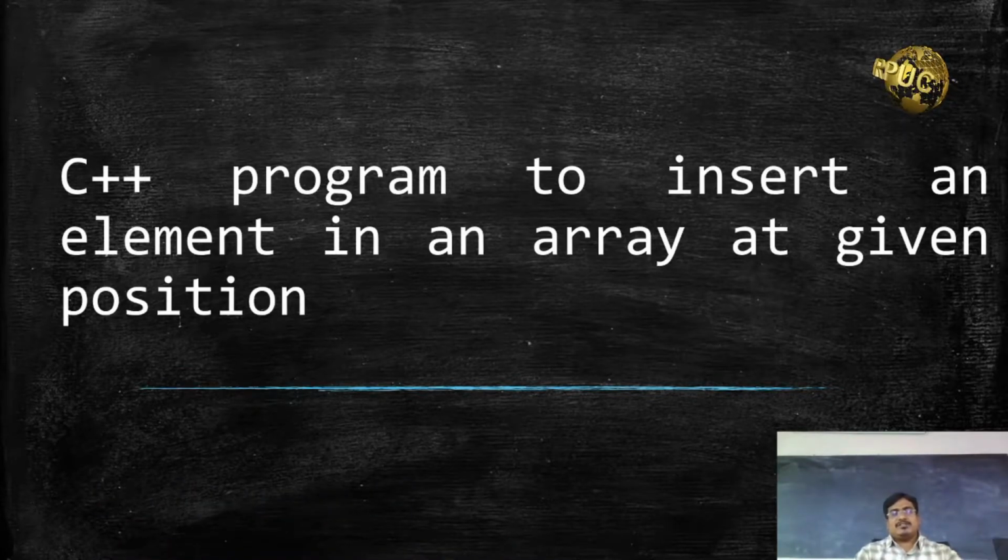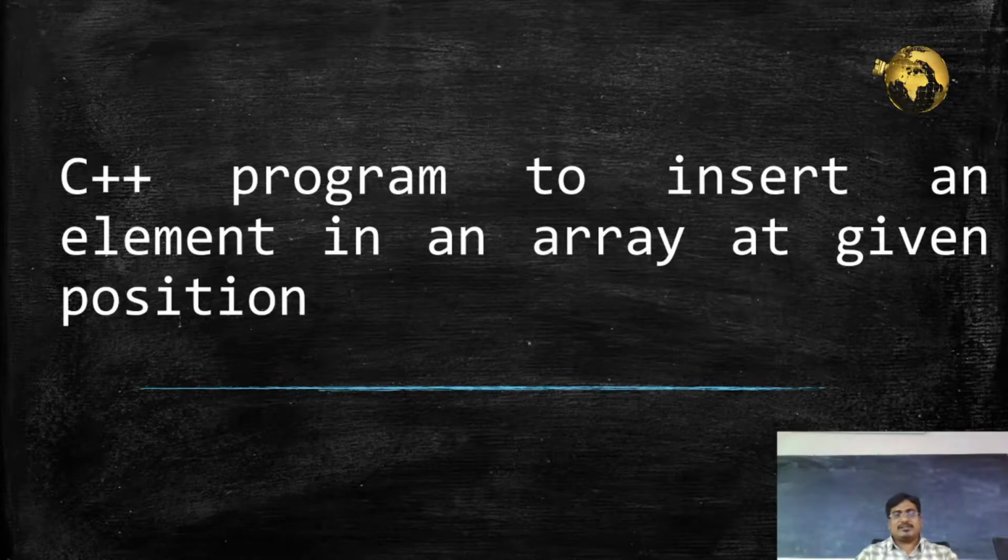So in this session we will learn how to create or insert an element in an array at a given position. As you can see from the title, it's a C++ program to insert an element in an array at a given position. Here a given position is nothing but a position that the user has to define.